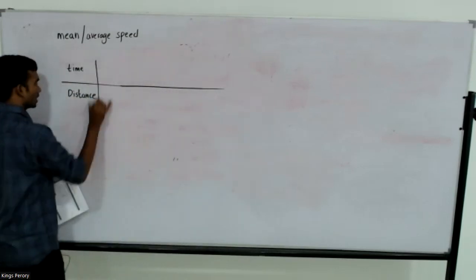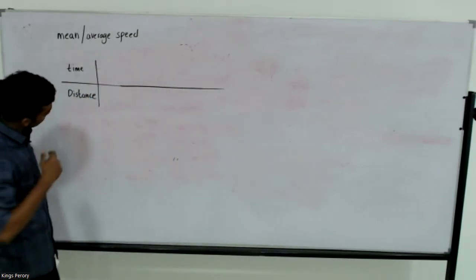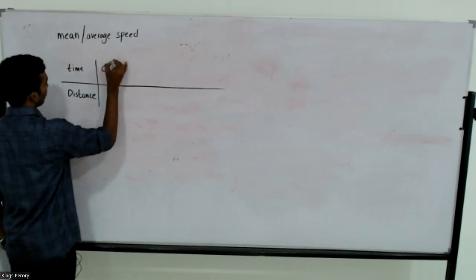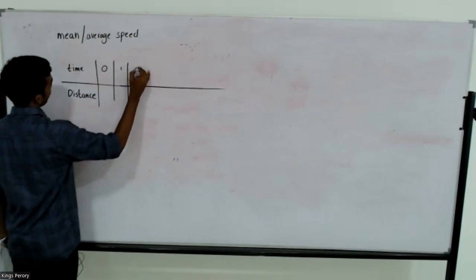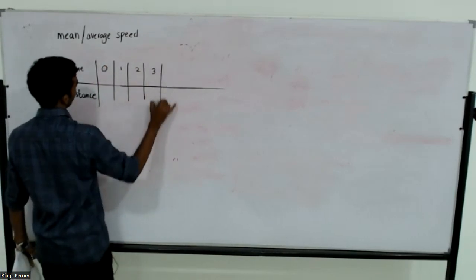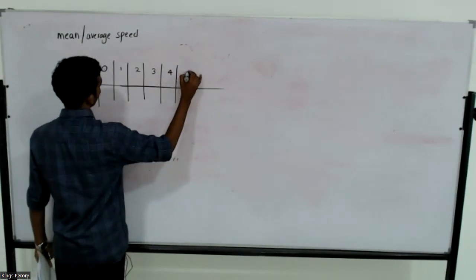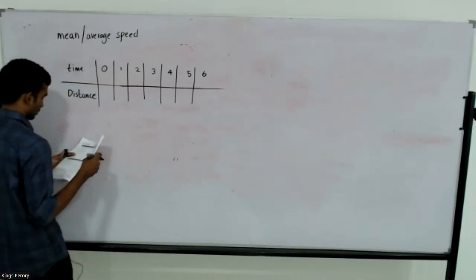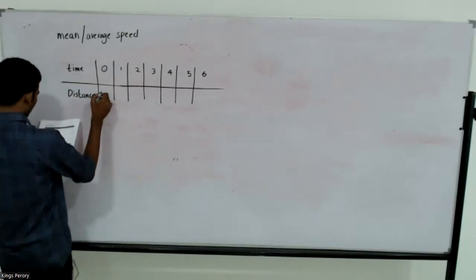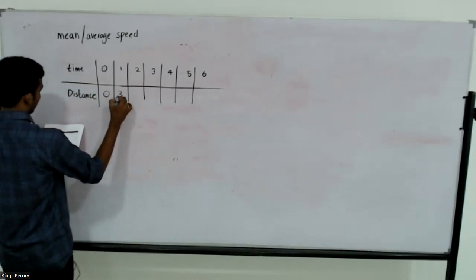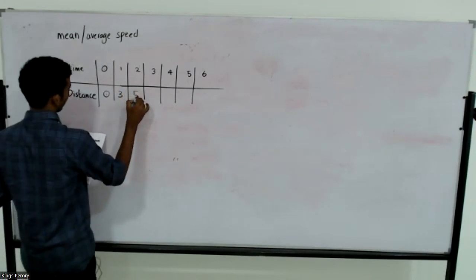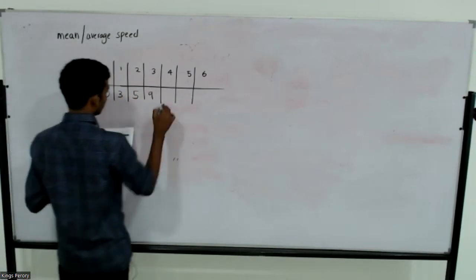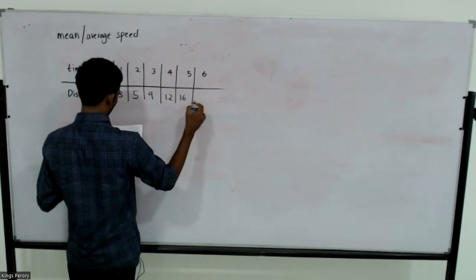Tell me, can you stop the time? No, you can never stop the time. It just keeps running. So 0, 1, 2, 3, 4, 5, 6 is enough. I'll go with the values in the tute itself: 0, 3, 5, 9, 12, 16, 18.